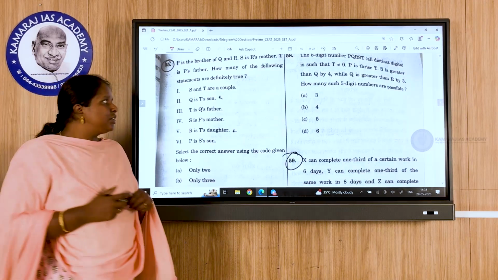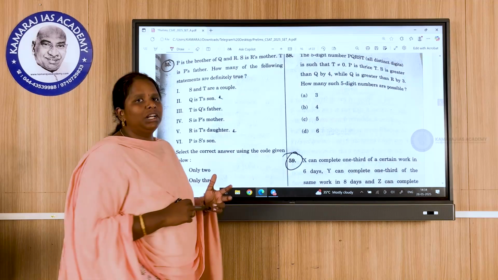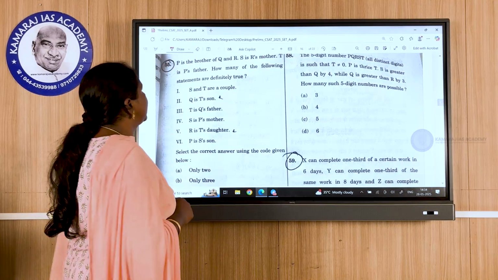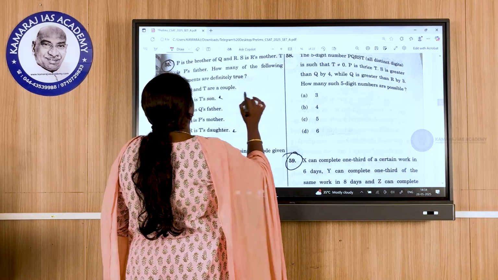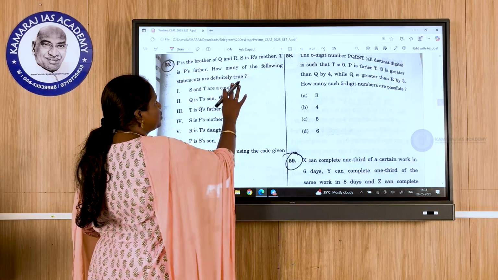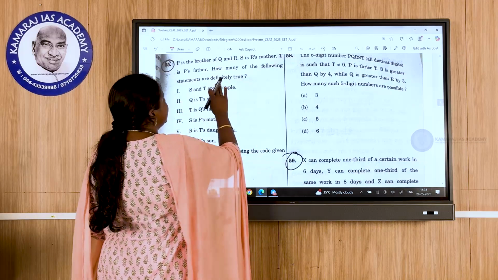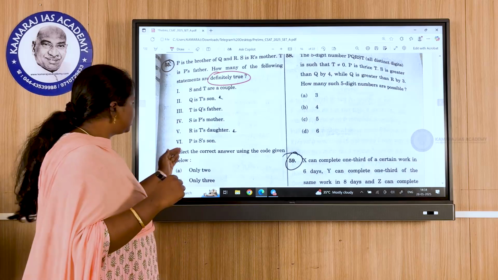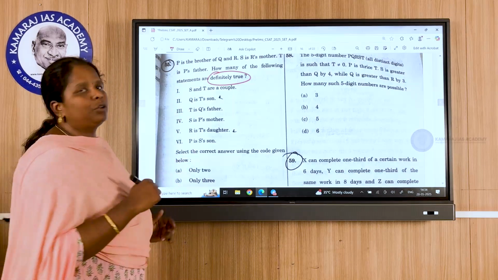So blood relation questions also, this time you have got two blood relation questions, one from statement and conclusion, another one is direct tree diagram, right? P is a brother of Q and R. So see here, P is the brother of Q and R. They have given some relations, and how many of the following statements are definitely true? From these statements you have to choose which are definitely true, right?